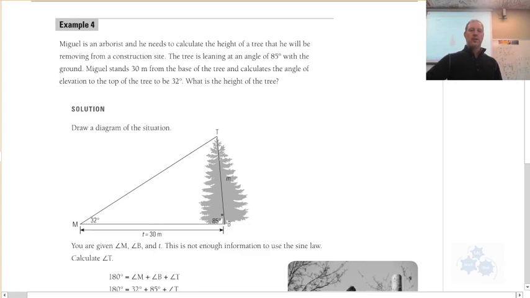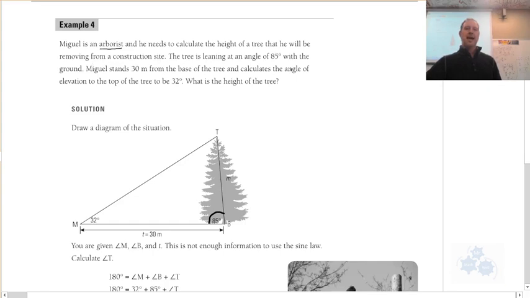This is a triangle that has an angle that's a little less than 90 degrees here, when sometimes that would be exactly 90 degrees, right? But this tree is leaning over a bit. So the question says this: Miguel is an arborist, and an arborist is someone who trims trees and cuts down trees and does all that sort of stuff to do with trees. And he needs to calculate the height of a tree that he will be removing from a construction site.